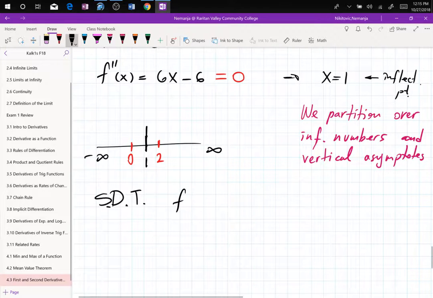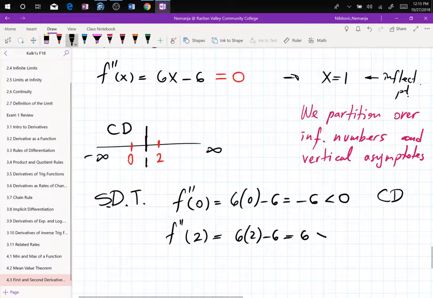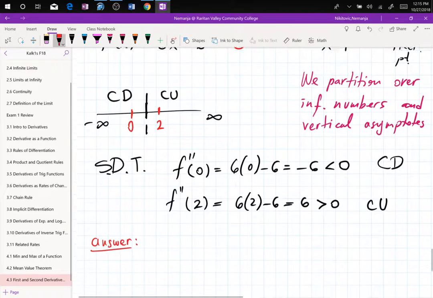We take the second derivative and we plug in 0 in it to get 6 times 0 minus 6, which is negative 6, which is less than 0, which is concave down. So CD. F double prime at 2 is going to be 6 times 2 minus 6, which is 6, which is larger than 0, which is concave up. Answer? Remember, you need to have an answer at the end.